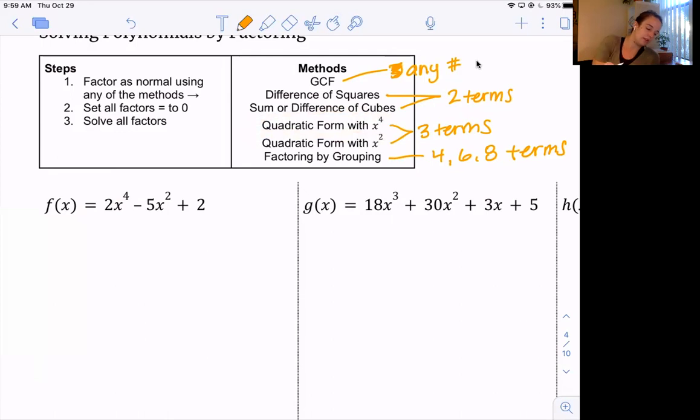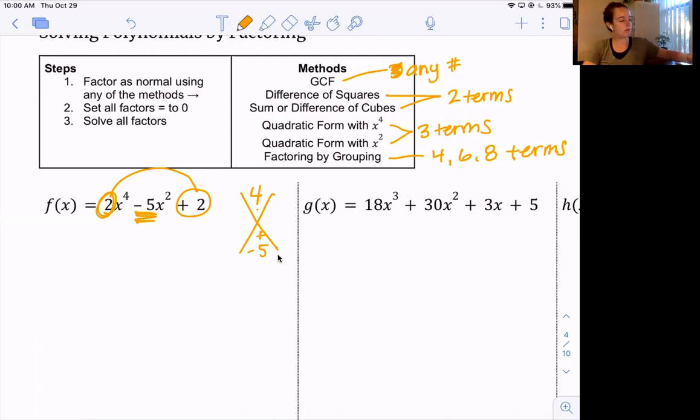For this one, I'm going to look for a GCF. I don't see a GCF, so I know that I have to do 2 times 2. That's my number. I need to multiply to get 4 and add to get -5. Anybody got me on 2 numbers that multiply to get 4 and add to get -5? You can come off mute, you can type them.